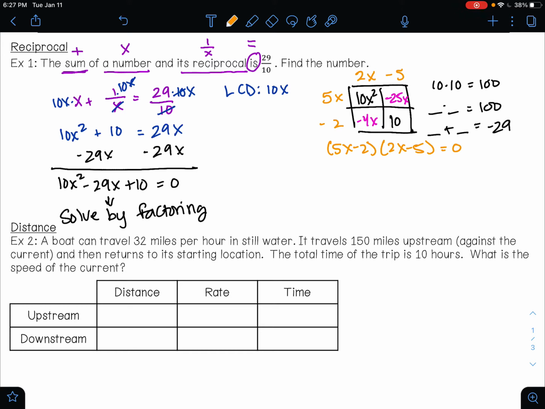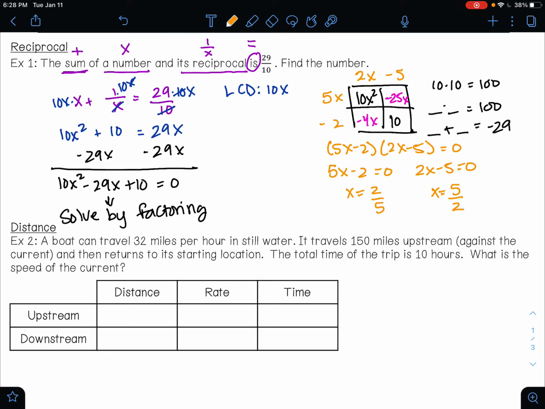I can solve this by using the principle of zero products and by saying 5x minus 2 equals 0 or 2x minus 5 equals 0. If I solve this first equation right here, I'll add 2 to both sides and then divide by 5 to get x equals 2/5. On this second equation, I'll add 5 to both sides and then divide by 2 to get x equals 5/2.